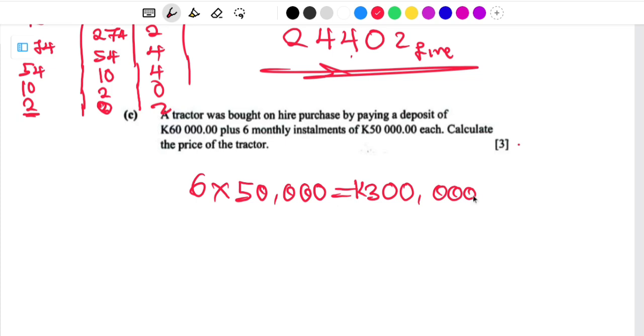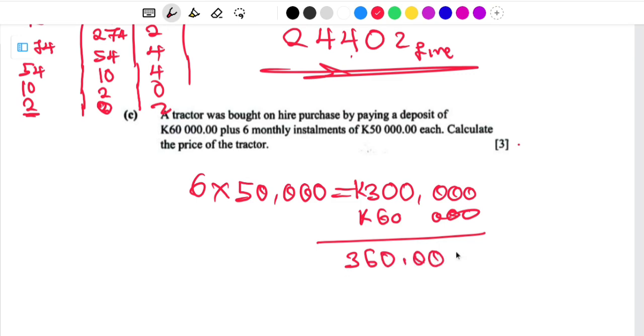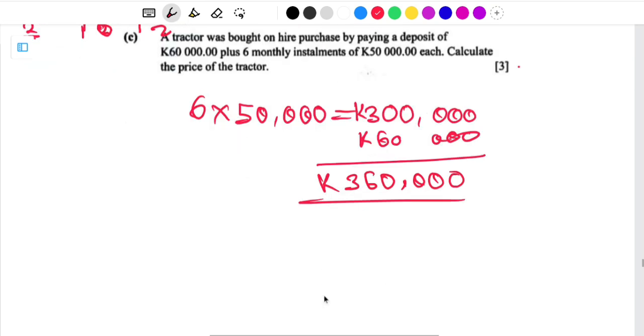He paid 300,000 kwacha, but remember on the first deposit, he deposited 60,000, so we have to add also that one plus this one. And then what are we going to get? 360,000 kwacha is the amount that he paid. Right, so that is how you're supposed to answer that.